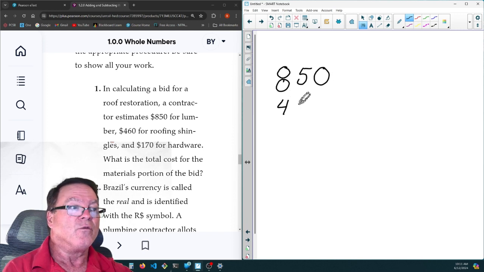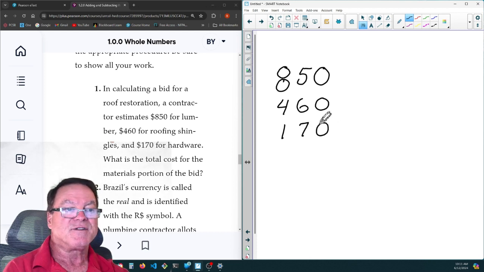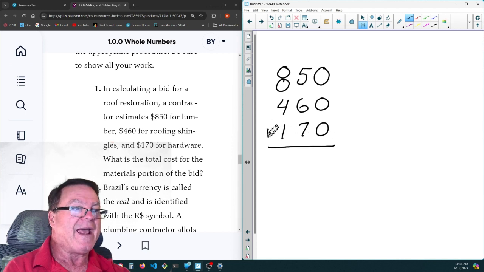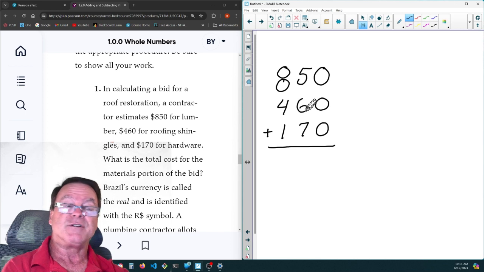$460 for roofing, and $170 for hardware. What is the total cost of the materials portion of the bid? So we're going to add these together because all of these are expenses. We want to know the total expense. When they use the word total, it's addition. If they use the word difference, it's subtraction.